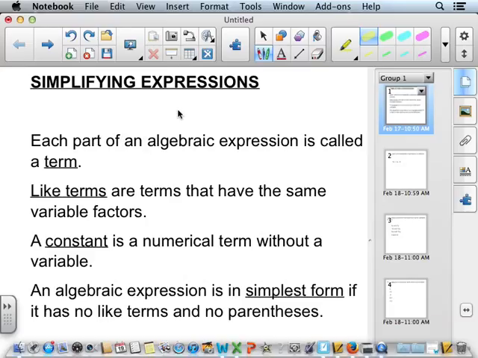Okay, our objective is simplifying expressions. Take a moment to pause the video and record the 4 definitions that I have here. My definitions are term, like terms, constant, and simplest form. I'd like to take a look at each of these individual definitions to get a better understanding of what they mean and to get examples.